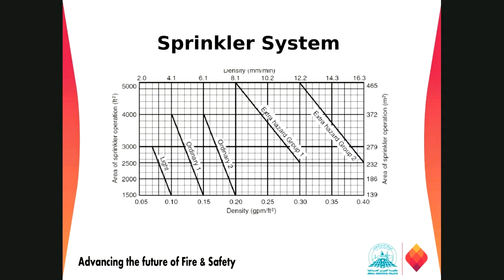And then we have our design density curve, right? So we have to match the design density and the area requirement based on this one, right? If it is for the light hazard, we need minimum 0.10 for 1500 square feet, and so on for all others.